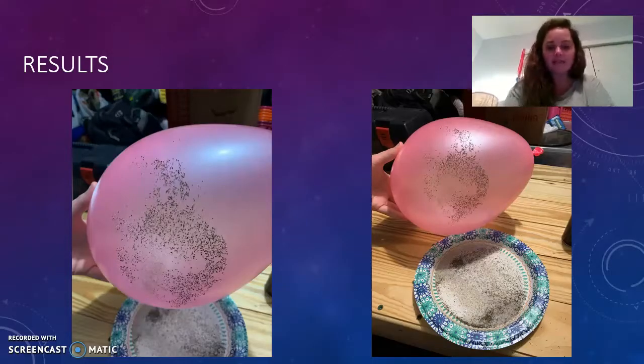What I took out of this experiment was that the pepper was positively charged, and the reason that I do know that is because positive and negative charges attract to one another. So since we do know that the balloon had a negative charge, the pepper must have had a positive charge in order for it to react and to be attracted to that balloon. The salt had a neutral charge, so it was untouched.